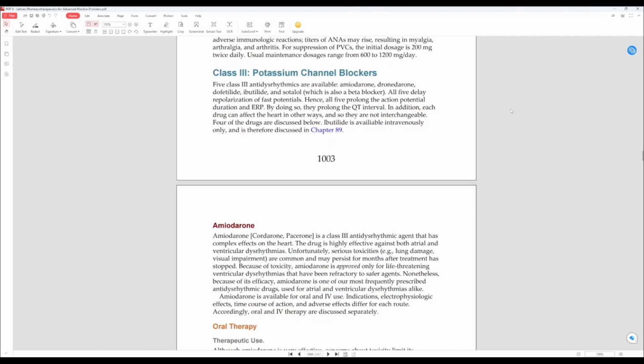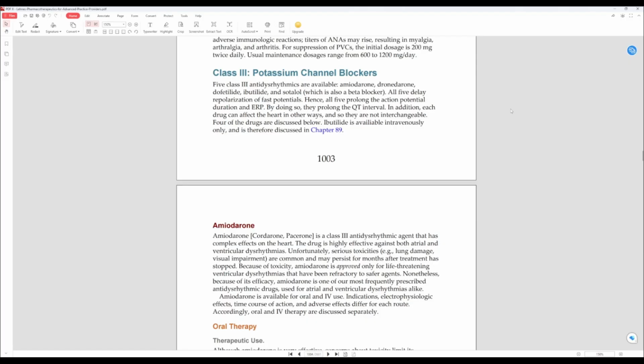That was our Class 2s. Now we're speaking on Class 3 drugs, our potassium channel blockers. Five Class 3 antidysrhythmics are available: amiodarone, dronedarone, dofetilide, ibutilide, and sotalol, which is also a beta blocker.